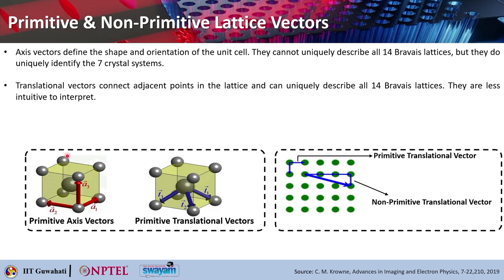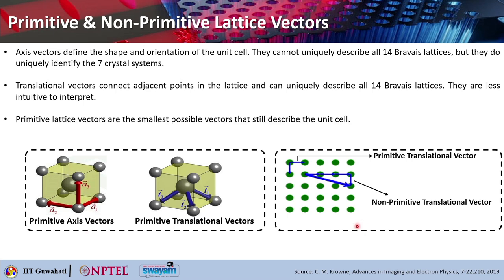So you can understand that this one is the same for BCC as well as simple cubic, and also for FCC. So this kind of structure is why the primitive axis vectors cannot uniquely describe the 14 Bravais lattices, but they can describe the crystal systems.